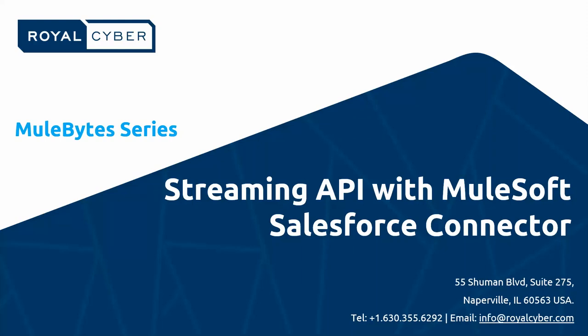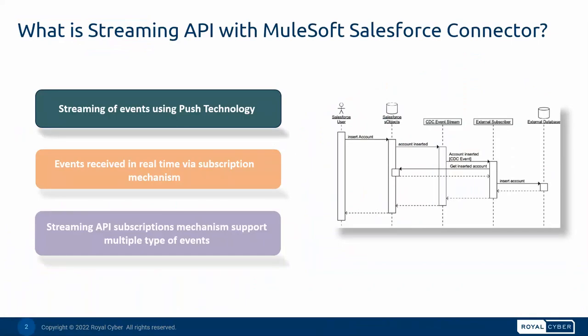In this video, we will show you what is the role of Streaming API with MuleSoft Salesforce Connector and how you can use it in your project. What is Streaming API? Streaming API enables streaming of events using push technology and provides a subscription mechanism for receiving events in near real time. The Streaming API subscription mechanism supports multiple types of events including push topic event, generic event, platform event, and change data capture events.